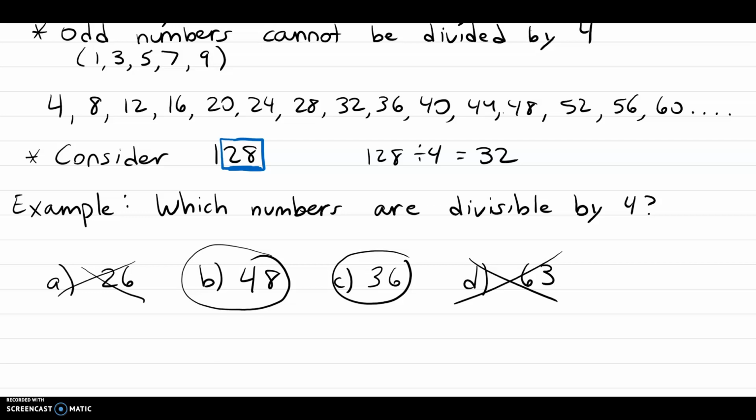Okay, so these are divisibility tests. Also, just something to point out with divisibility is that some numbers can be divisible by more than one number. So for example, 48 could be divisible by 4, could be divisible by 2, and it actually could be divisible by 3 as well. All right, so why don't you try the practice problems where you identify divisibility.